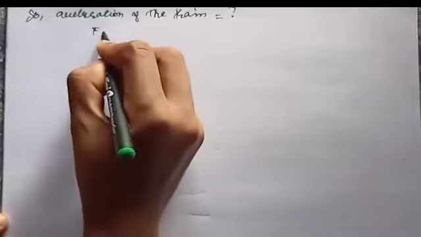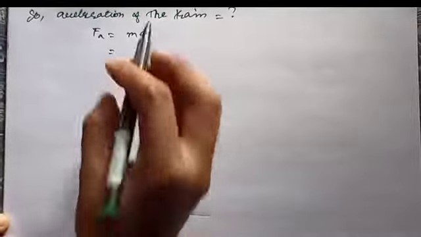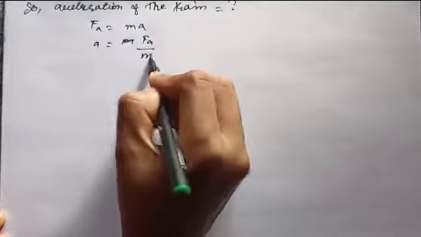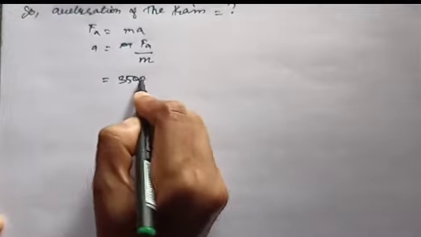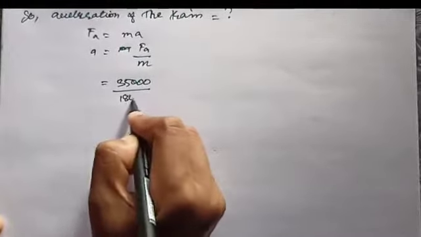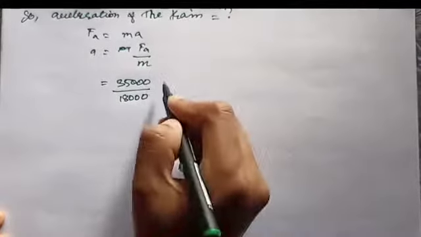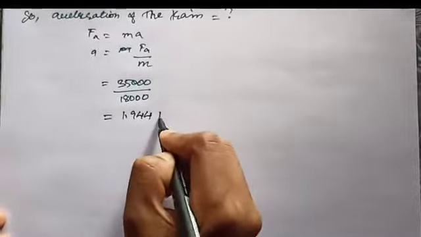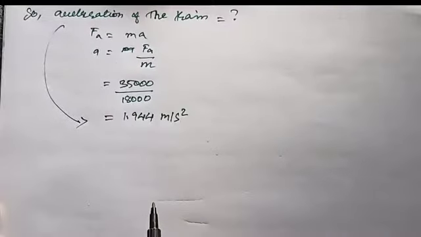So we know that force is equal to mass into acceleration. So we can also write it like this: acceleration is equal to force by mass. So the net accelerating force is 35,000 by mass 18,000, including all the 5 wagons and the engine. So if you divide this, you will get 1.944 meter per second square. So the acceleration of the train is 1.944 meter per second square.